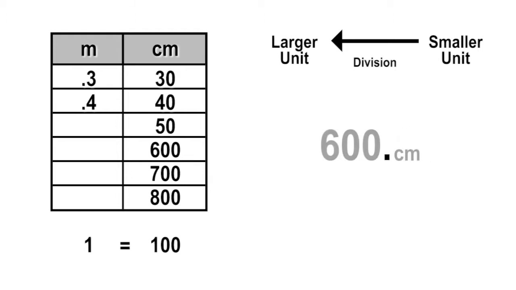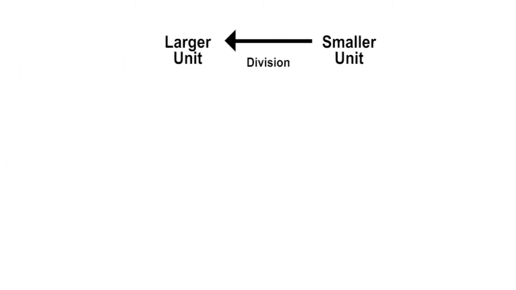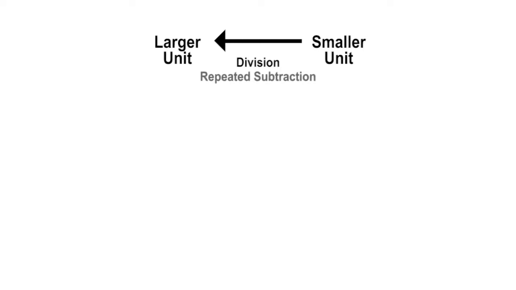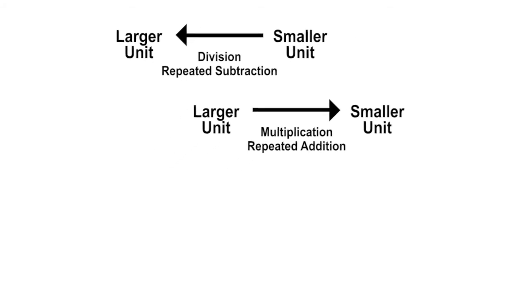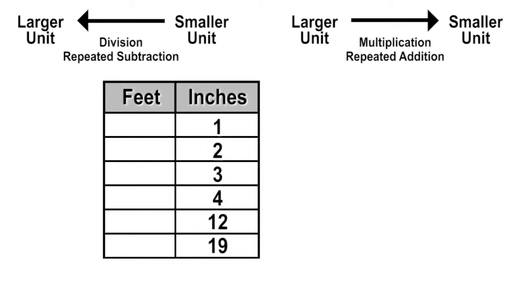Let's skip to 600 centimeters. How many meters is 600 centimeters? If we follow the pattern of dividing by 100, we shift the digits 2 places to the right, so 600 centimeters is equal to 6 meters. It appears that when converting smaller units to larger units, repeated subtraction or division seems to work best. When converting a larger unit to a smaller unit, repeated addition or multiplication seems to work best. Let's test our generalization and see if it works.